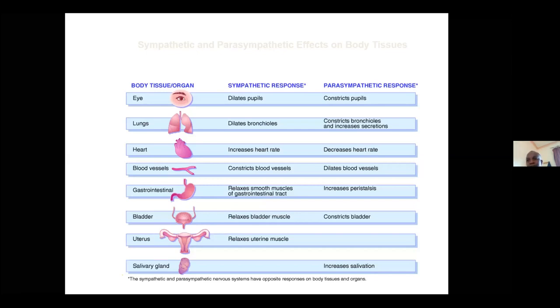Increased salivation, increased secretions, increasing bowel movements like diarrhea. Then you can also think about it as increasing urine passing out, okay? Someone raised their hand.